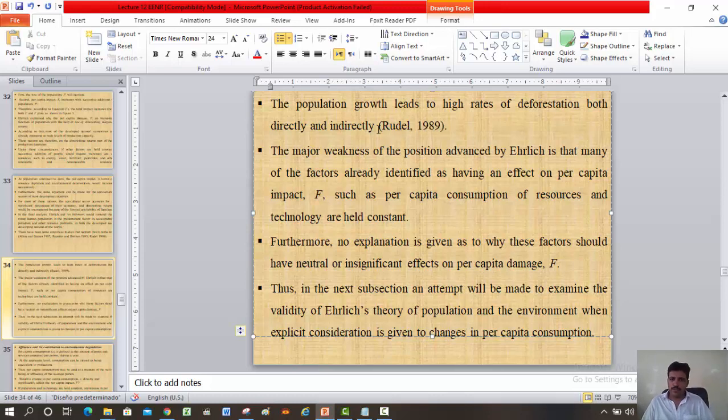The major weakness of this position advanced by Ehrlich is that many of the factors already identified as having an effect on per capita impact F, such as per capita consumption of resources and technology, are held constant. Furthermore, no explanation is given as to why these factors should have neutral or insignificant effects on per capita damage.